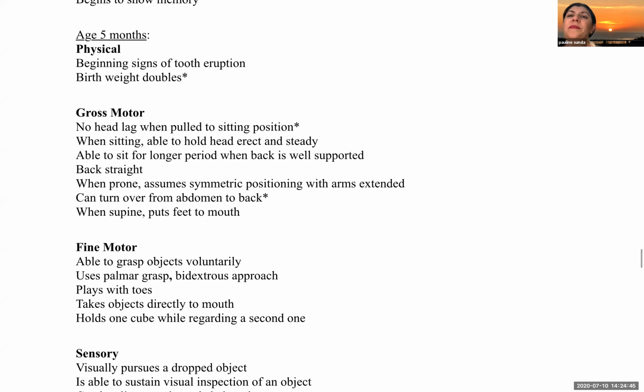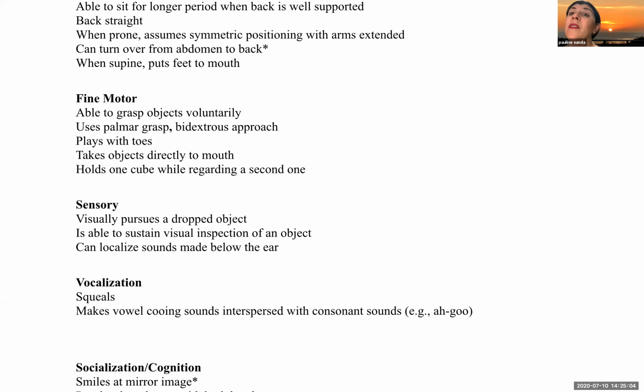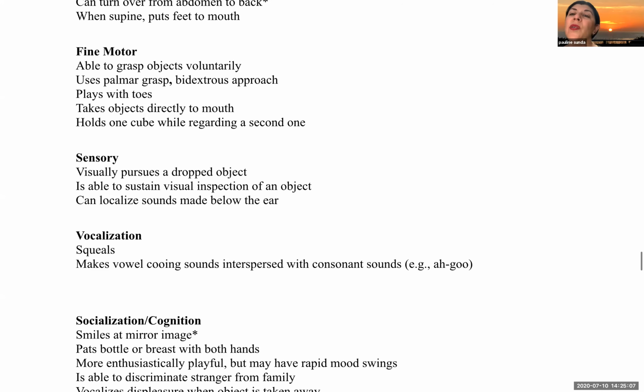5 months, birth weight doubles, and we're starting to see signs of tooth eruption. There should be absolutely no head lag when a child is pulled to a sitting position at the 5-month age range. Here they can turn over from their abdomen to their back, and they can even put their feet towards their mouth when they're supine. Fine motor, they will use a palmar grasp using a bidextrous approach using both hands. They might play with their toes. They may take objects to their mouth.